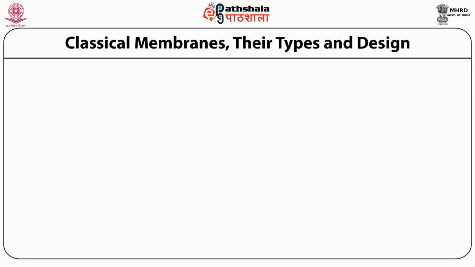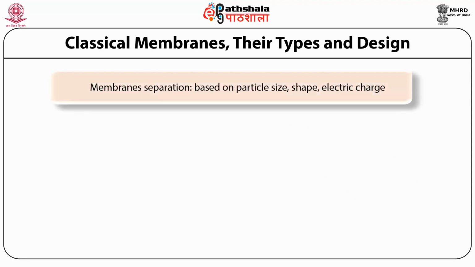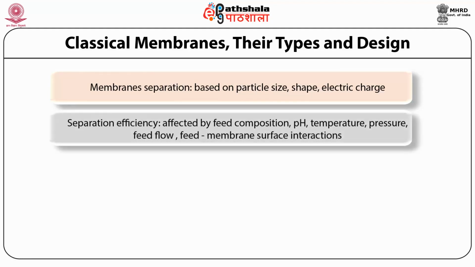Classical membranes, their types and design. Membranes are semi-permeable barriers used to separate two phases, which restrict the transport of various substances into permeate and retentate streams in a specific way. That is, the separation will be on the basis of particle size, shape, electrical charge, etc. The separation efficiency of a particular membrane is usually affected by different processing factors like fluid composition, pH of the medium, temperature, applied pressure on the membrane, feed flow, as well as interaction between feed components and the membrane surface.